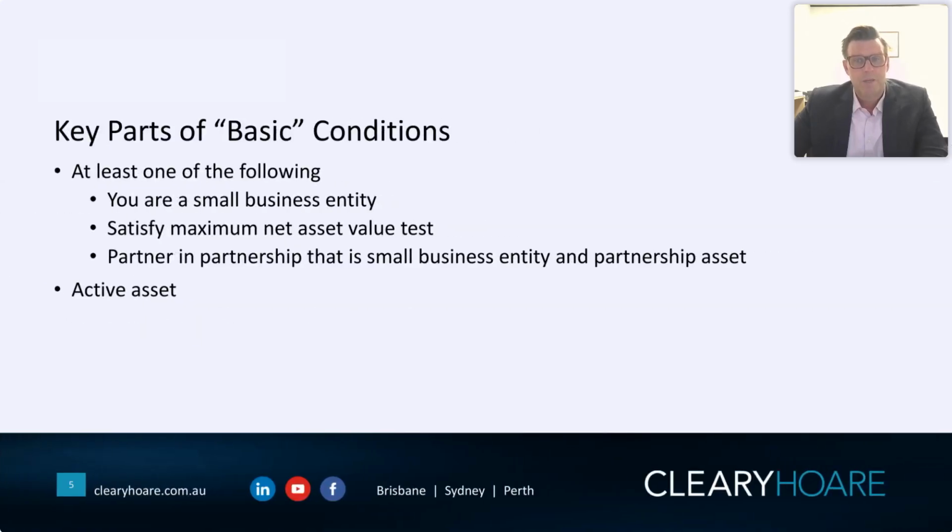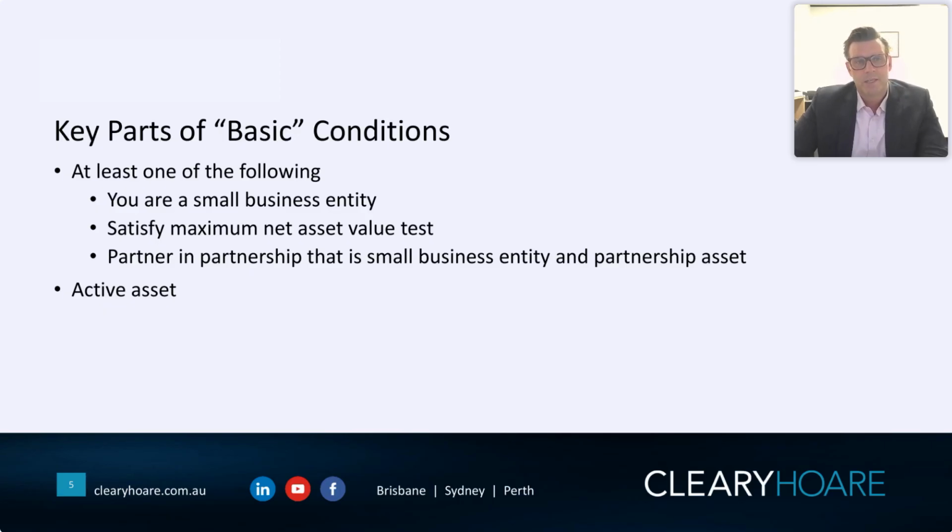So just recapping on the key parts of the basic conditions, you have to be a small business entity. That means the entity itself has to have a turnover of less than $2 million, or aggregated turnover, I should say. Or you satisfy the maximum net asset value test. So that's our $6 million test. If we have a look at assets, excluding some such as home, personal use assets that are individually owned, superannuation, and life insurance policies, is our net position less than $6 million? Yes, then we're through on that one. Or if we're dealing with partnership assets, that's a partner in a partnership that is a small business entity.